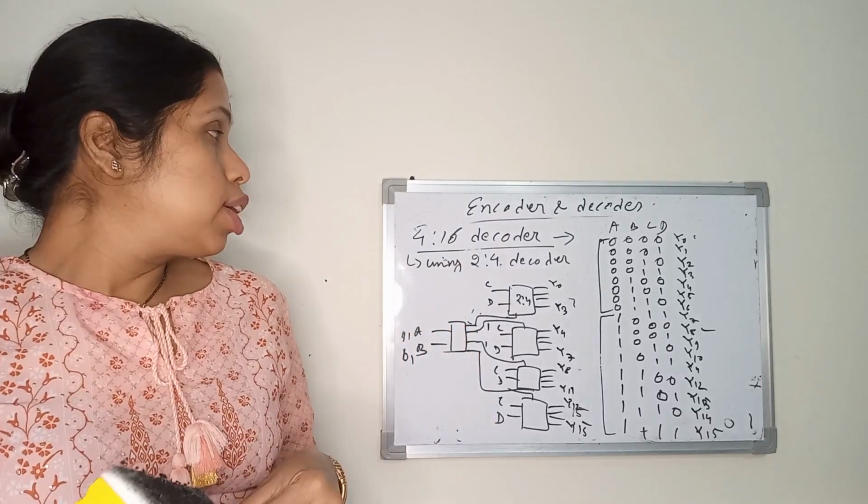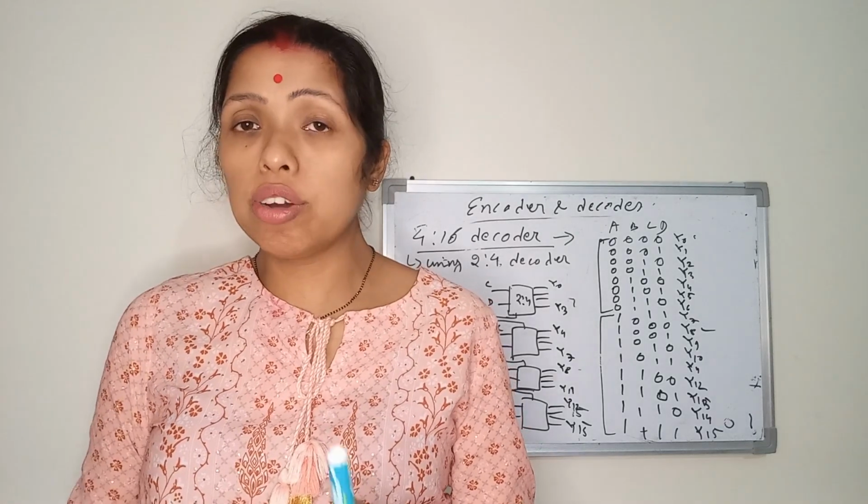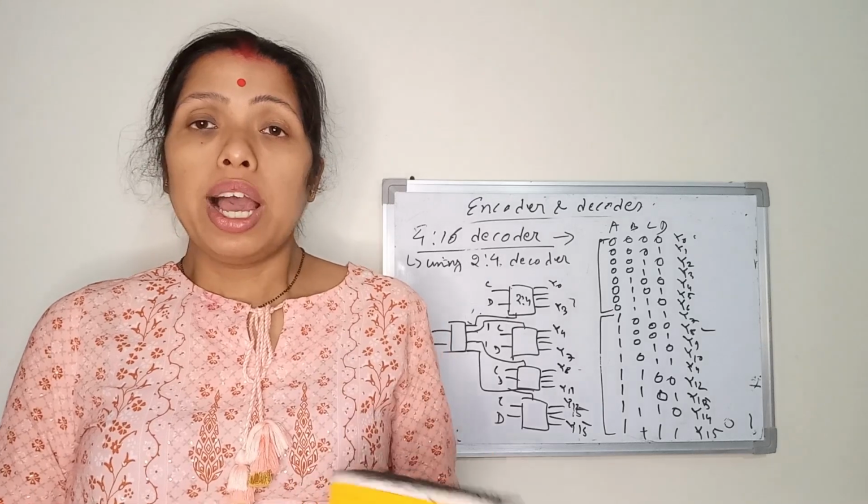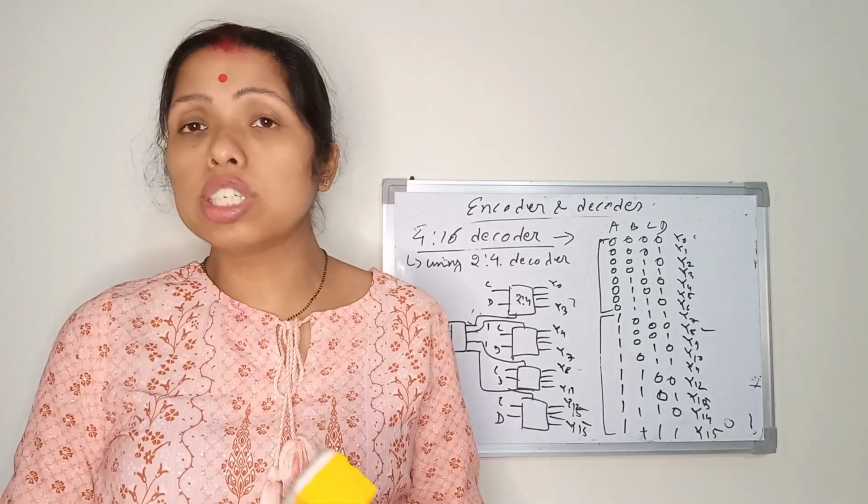So this is all about the 4:16 decoder. Next class I will start with the encoder. After that we will come to sequential circuits.